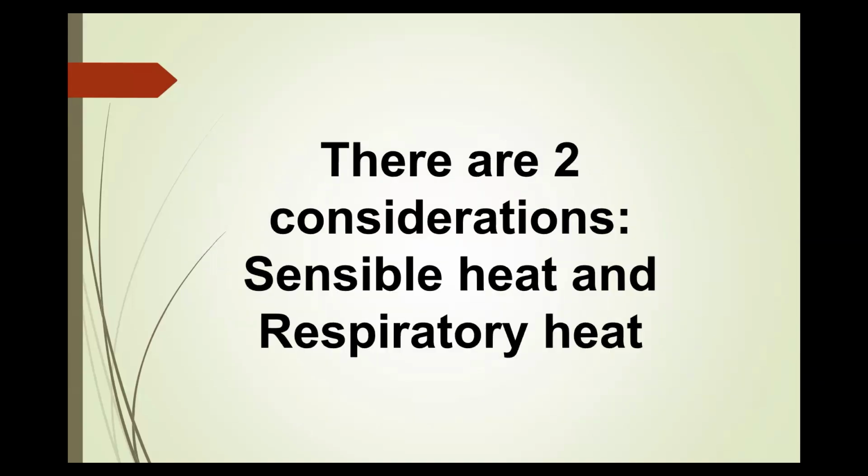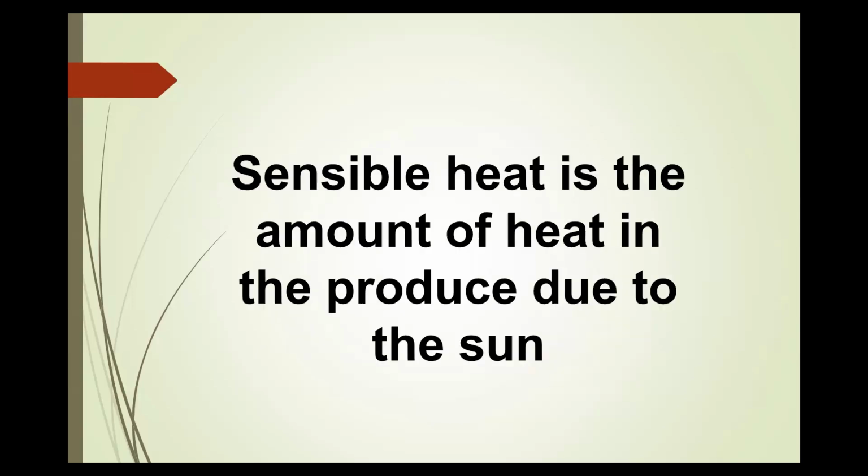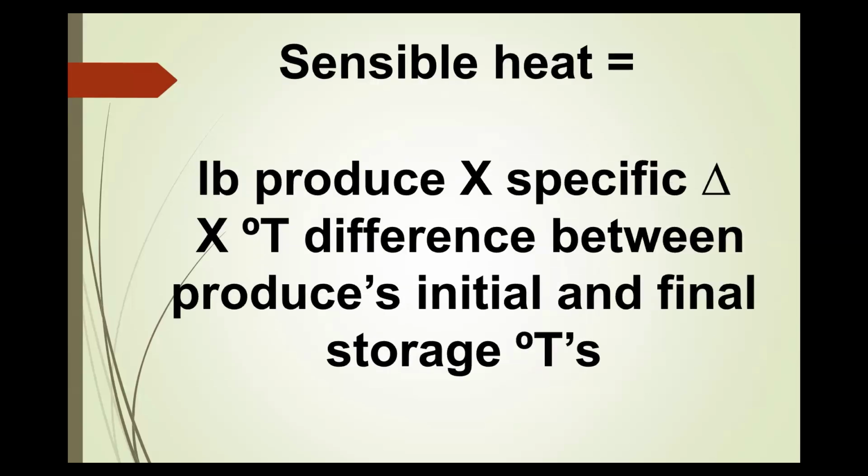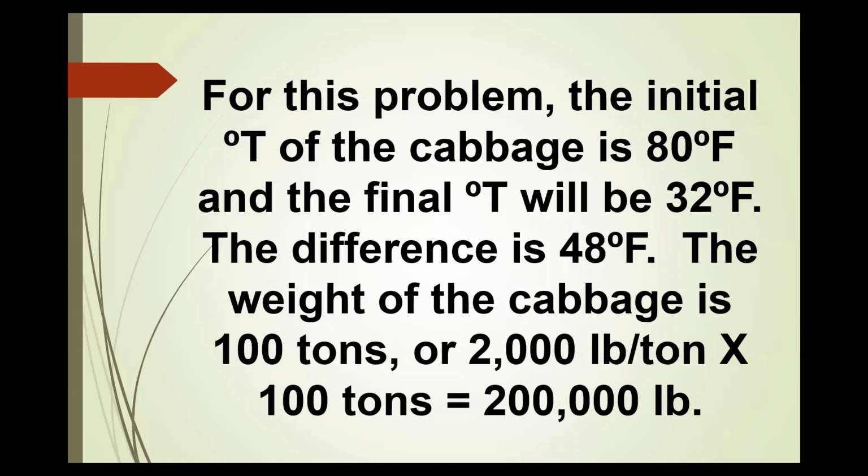There are 2 considerations: sensible heat and respiratory heat. Sensible heat is the amount of heat in the product due to the sun. So, sensible heat is equal to the pounds of produce to be cooled times the specific heat of the product times the temperature difference between the product's initial and final storage temperatures. For this problem, the initial temperature of the cabbage is 80 degrees Fahrenheit, and the final temperature will be 32 degrees Fahrenheit. That difference is 48 degrees Fahrenheit.